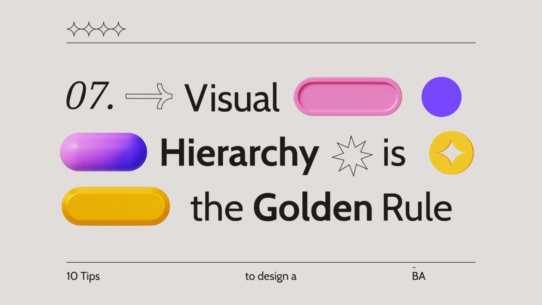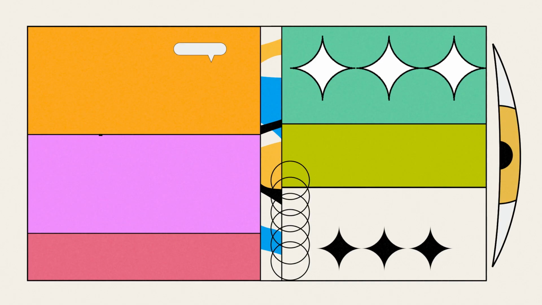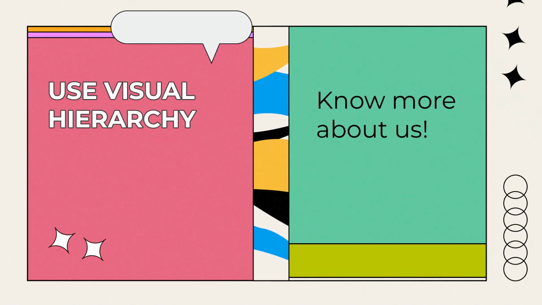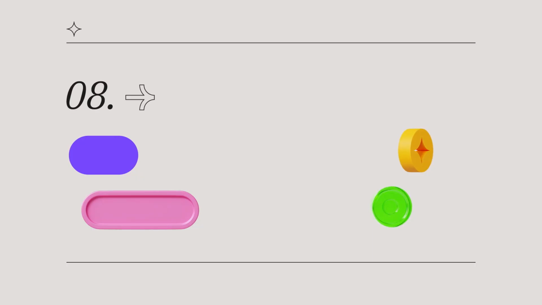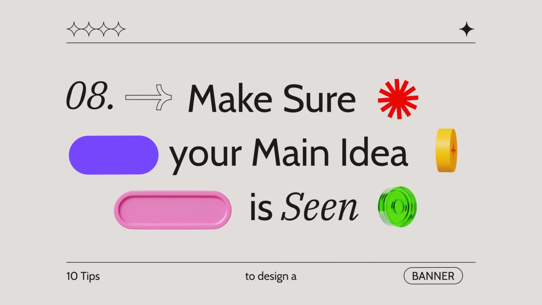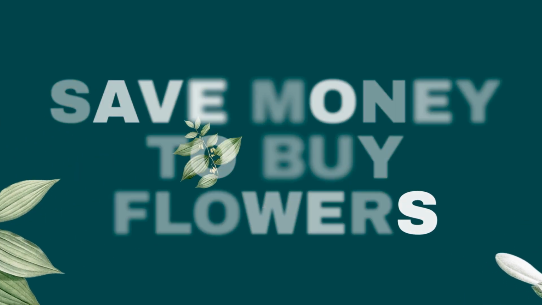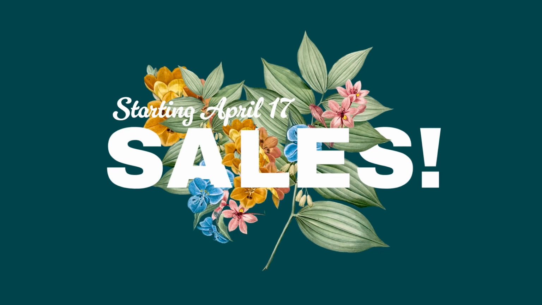Visual hierarchy is the golden rule. Guide the consumer's eyes to the message quickly and clearly. Make sure your main idea is seen. Make your target understand what you want to say with your banner.